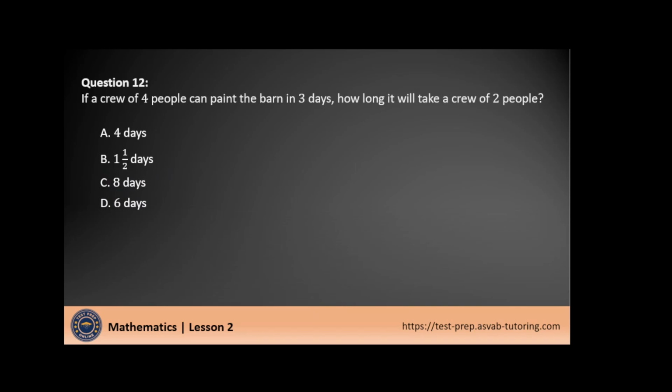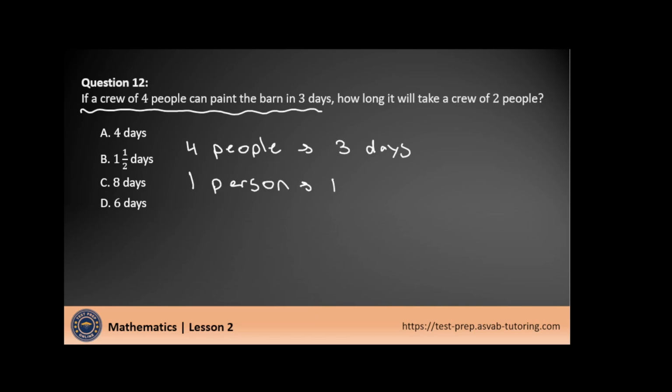Question 12, if a crew of 4 people can paint the barn in 3 days, how long will it take a crew of 2 people? Let's look at the first part. If it takes 4 people 3 days, then it must take 1 person 12 days, right? Because we have 1 person doing 4 times as much work. 4 times 3 is 12.